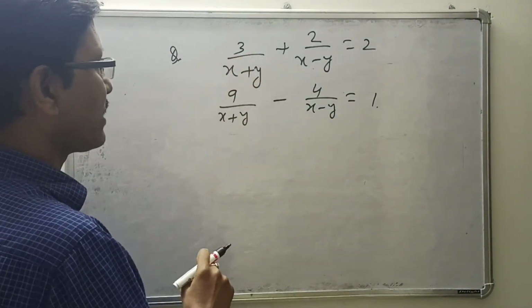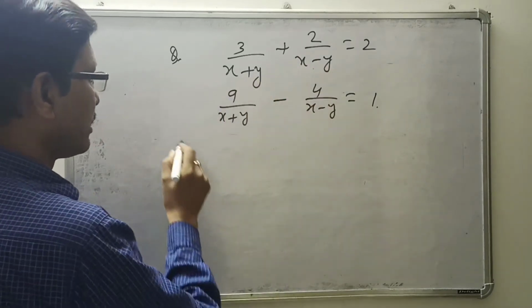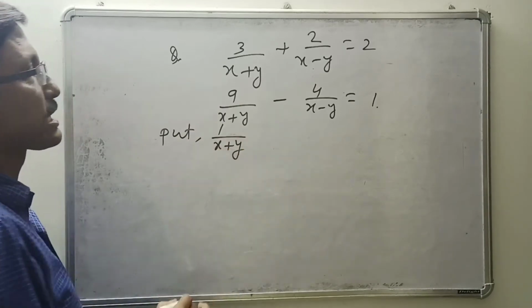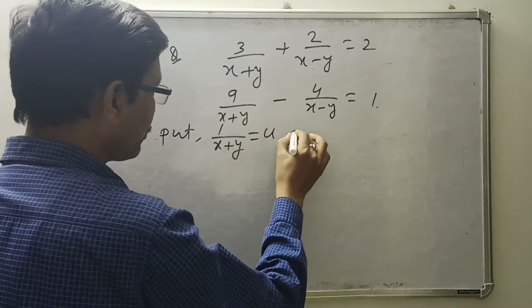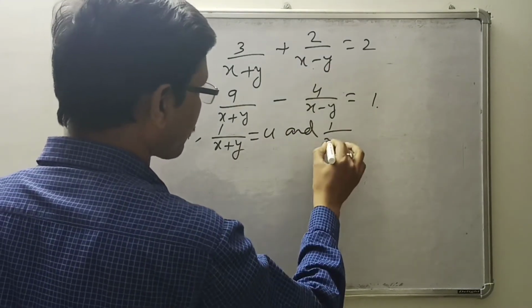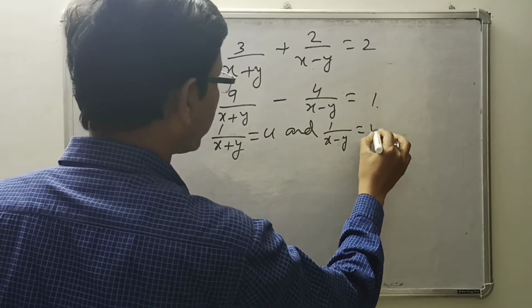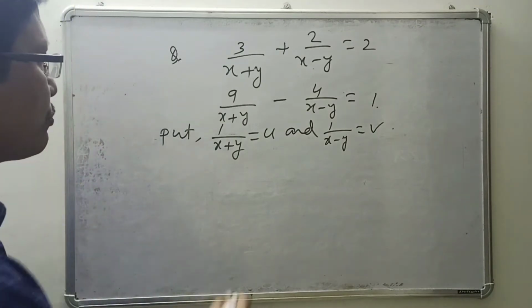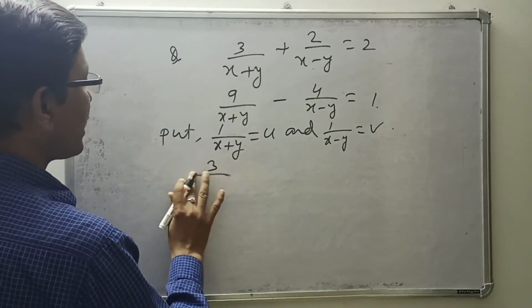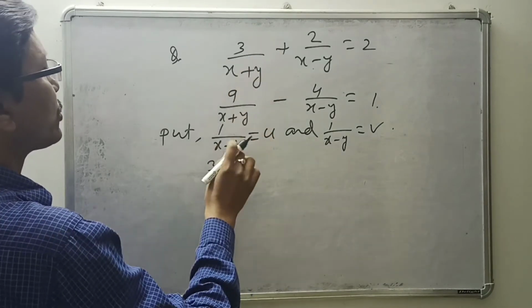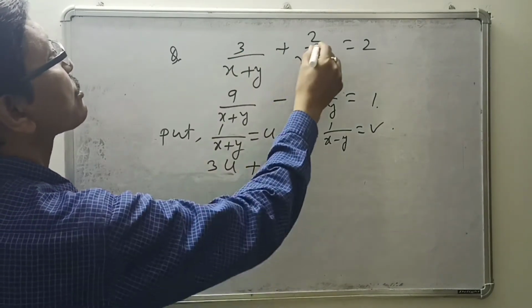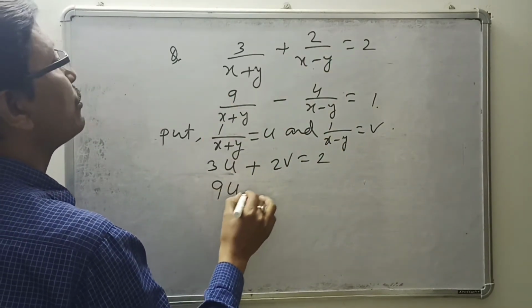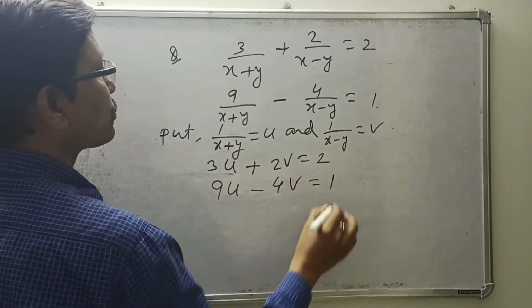How can we do that? The denominators you have with the variables are x plus y and x minus y. So we put 1 by (x plus y) equal to u, and 1 by (x minus y) equal to v. Other than x and y, any other variables you can take: u, v, p, q, anything. Then we get 3u plus 2v equal to 2, and 9u minus 4v equal to 1.